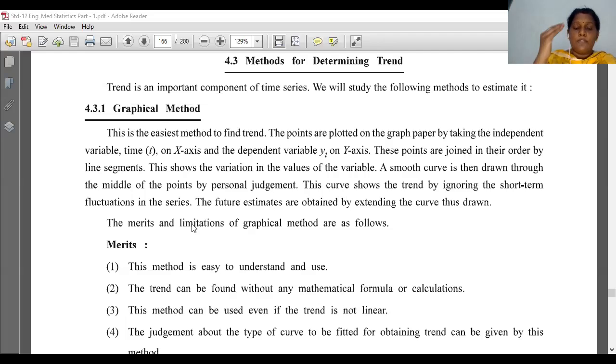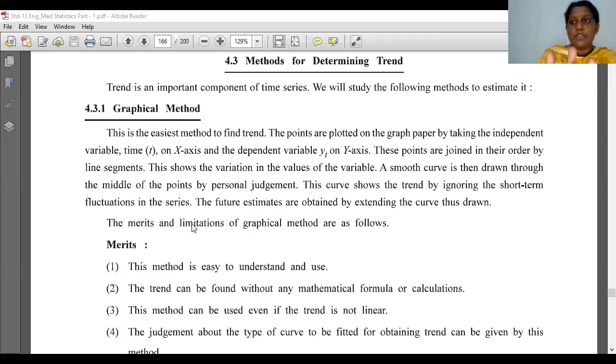What I told you roughly is the same thing written here. On the x-axis we write the time, and on the y-axis the variable y. We plot the points on the graph paper as dots. Suppose in 2001, how much is the production? First we put the dot, then we join them with a line. It is not necessarily a straight line; it can be a zigzag line also. That is the first thing you have to do in the graph.